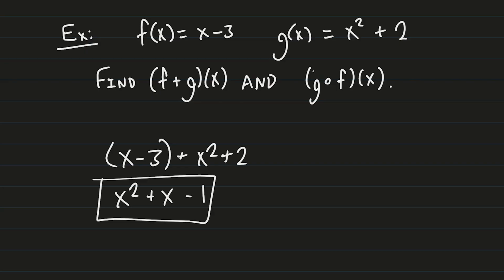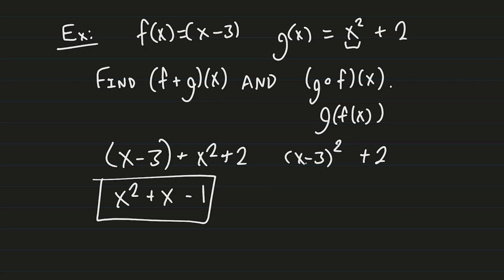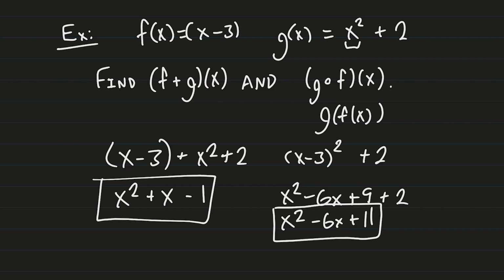That's the answer. Now for g of f of x, you can write it out like this if it makes it a little easier to understand. So instead of an x here, you have f of x here. That means in place of all of your x's in your equation, you're going to put all of f of x. So you're going to have x minus 3 squared plus 2. Because think about it, this is normally where x would be, but instead, f of x is there. So you have x minus 3 squared, which is x squared minus 6x plus 9 plus 2. You get x squared minus 6x plus 11. And that is g of f of x.